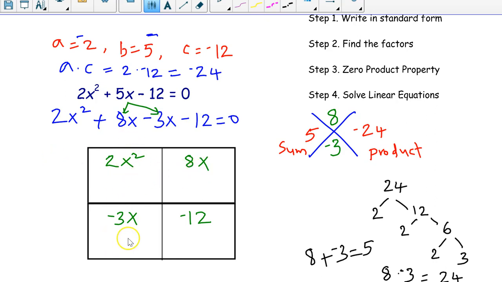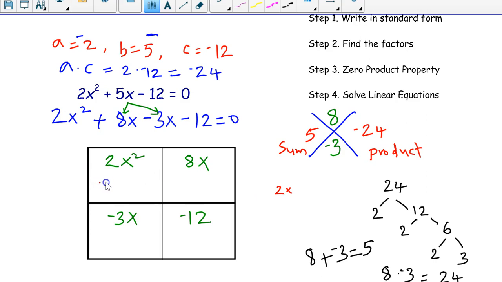Once you enter these 4 terms into the box, let us look for the common factors horizontally and also vertically. So the first one here, I have 2x square and 8x. Now between 2 and 8, what is the greatest common factor? I know that 2 can divide 8 and that's all. And x square I have here, there it is x. So 2x appears to be the common factor between these two terms.